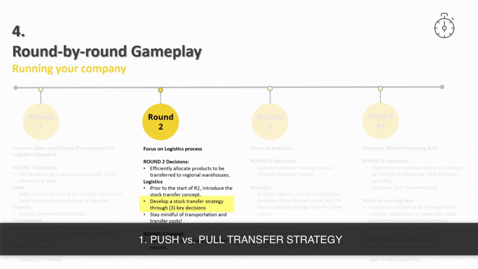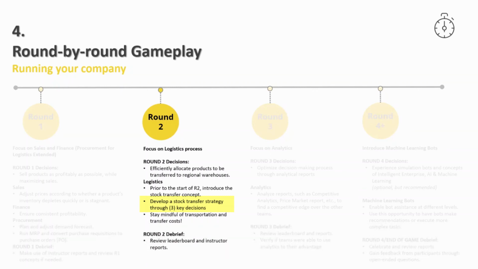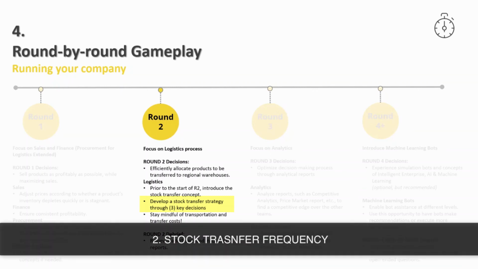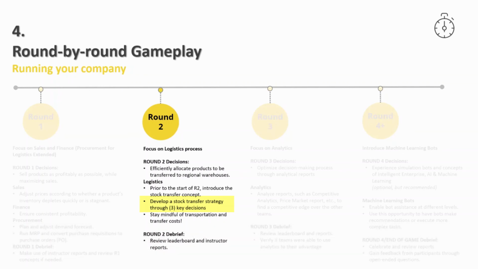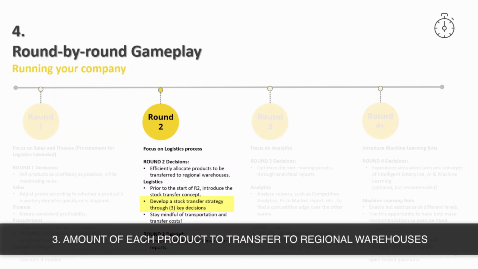First, teams will choose between 2 transfer rules, push or pull. The differences between these 2 strategies have been discussed in the first section of this module. Then, teams will decide how often the stock transfers should be executed, or in other words, at which frequency will new inventory be delivered to the regional warehouses. And finally, one of the most important decisions during the game lies in choosing how much of each product should be sent from the main warehouse to the regional warehouses. This decision significantly impacts the team's ability to respond to market demand.